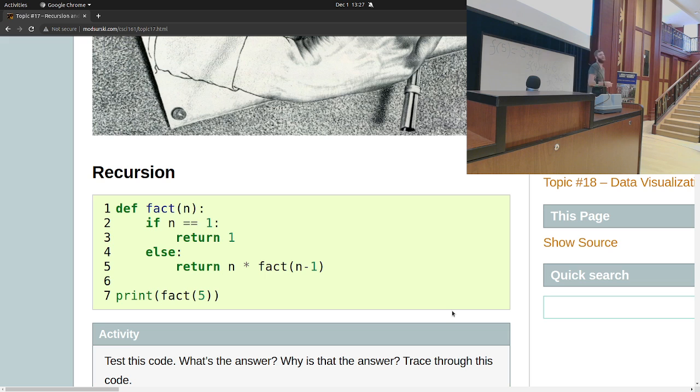And what's cool is that factorial can be defined recursively. This is a recursive algorithm. It's an algorithm that has a definition of itself in the definition of itself. Fact of 5 depends on what fact of 4 is. It's something that's defined in terms of itself, which is weird, but it totally works.